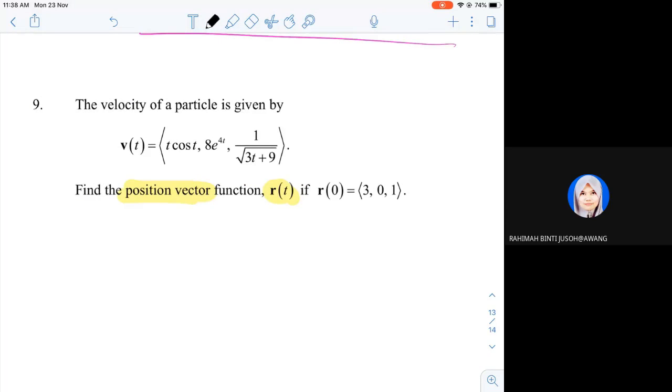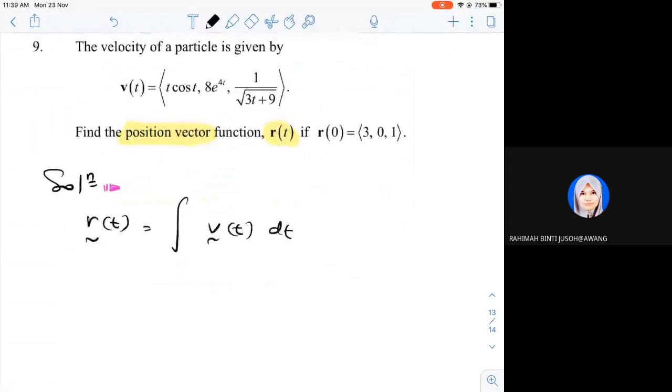You are given v(t). So for the solution, you are given v(t), so you have to find the position vector. The position vector r(t) is equivalent to the integral of v(t). So you have to integrate your v. Integrate v(t): integrate t cos t, integrate 8 exponent 4t, integrate 1 over square root of 3t plus 9. I will put this in component form.